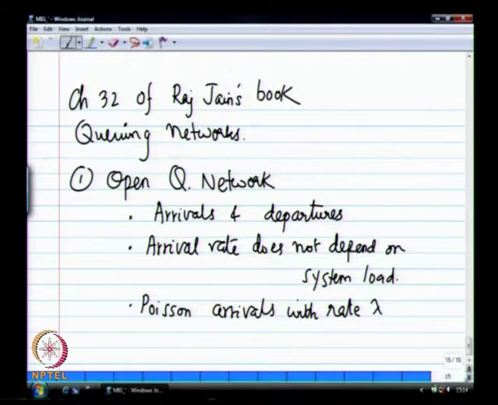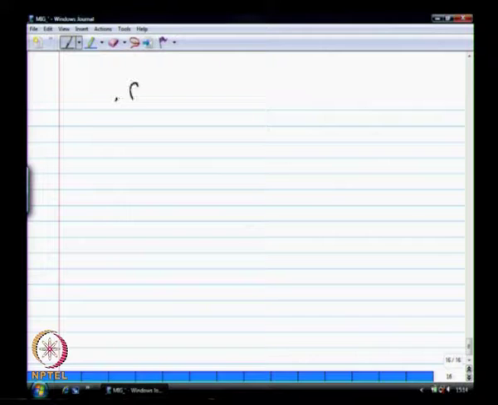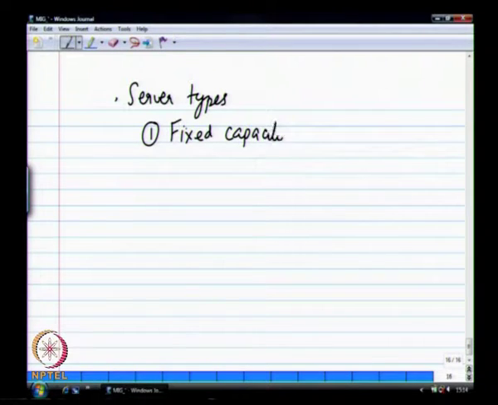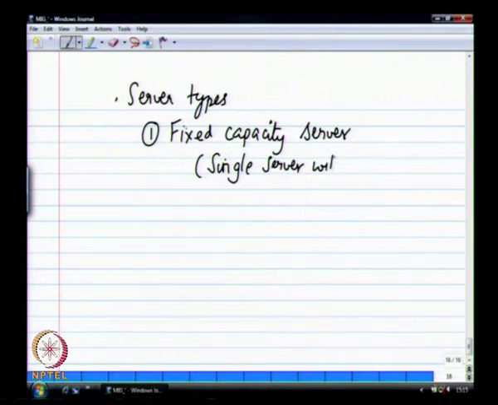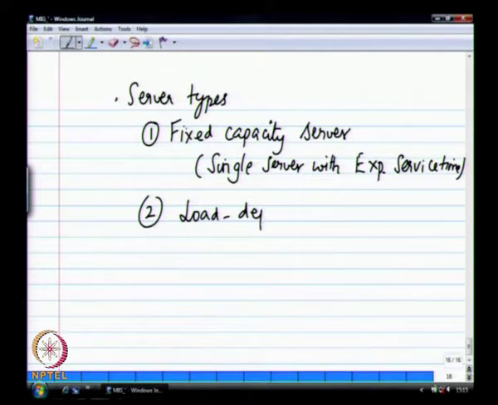And the servers, we classify them into three types. One is called a fixed capacity server. So this is basically a single server with exponential service time. There is another category called load dependent servers.